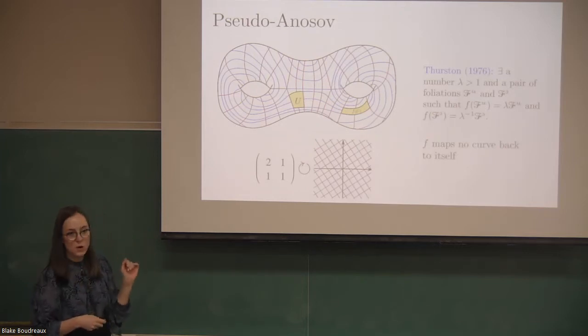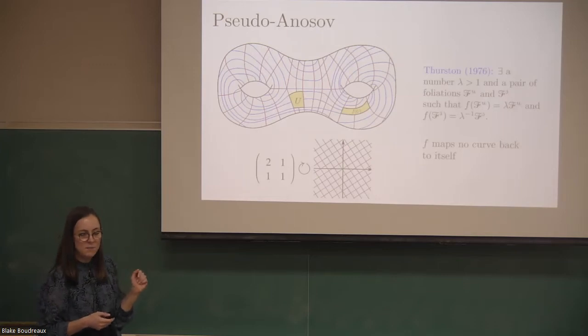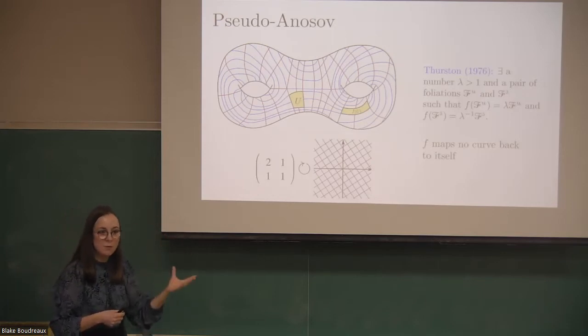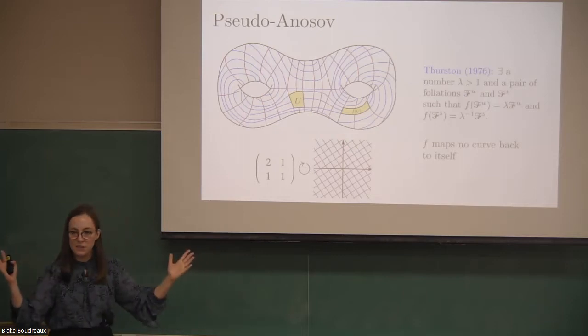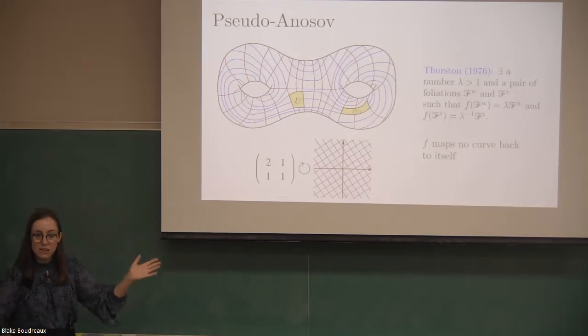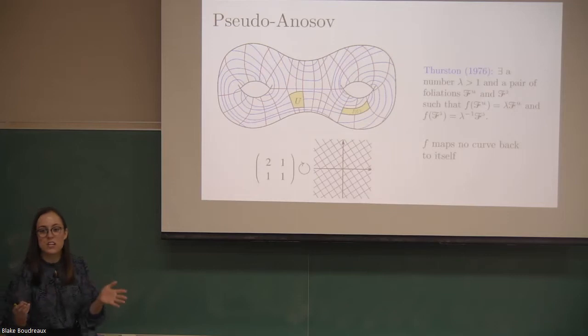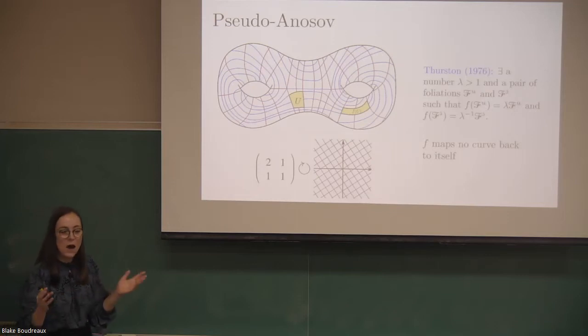Thurston was able to show that one definition of a pseudo-Anosov mapping class is that there exists a value lambda greater than 1, and a pair of transverse foliations. There's the unstable foliation, which gets stretched by a factor of lambda, and the stable foliation, which gets contracted by a factor of lambda. And this value lambda is what we call the stretch factor. It tells you how much mixing is happening in your surface.